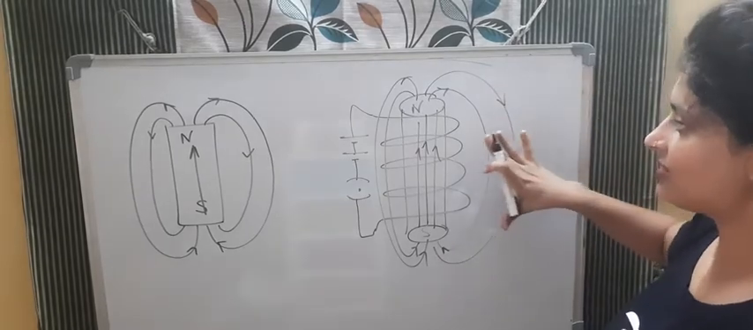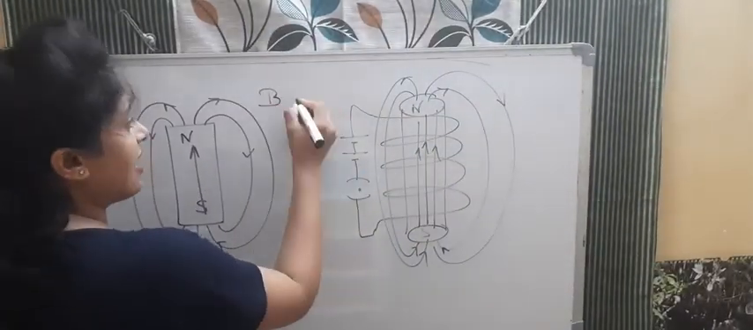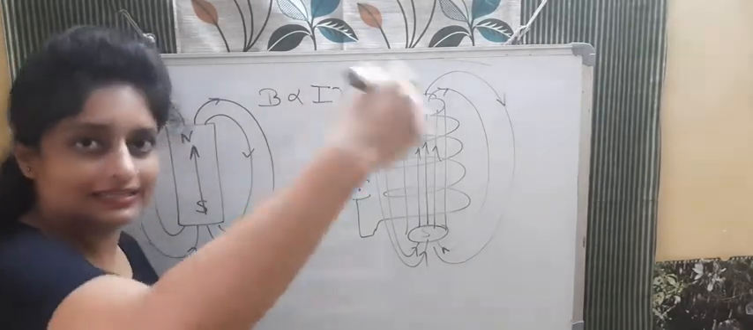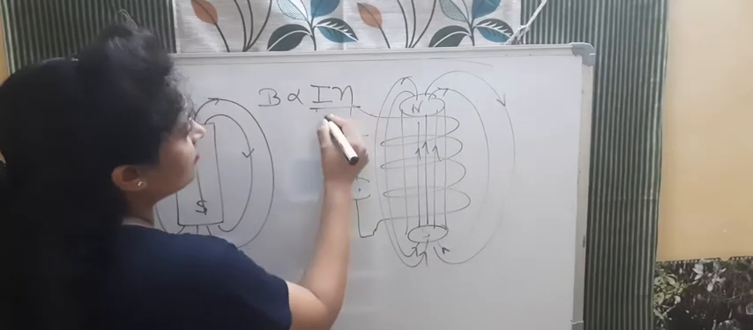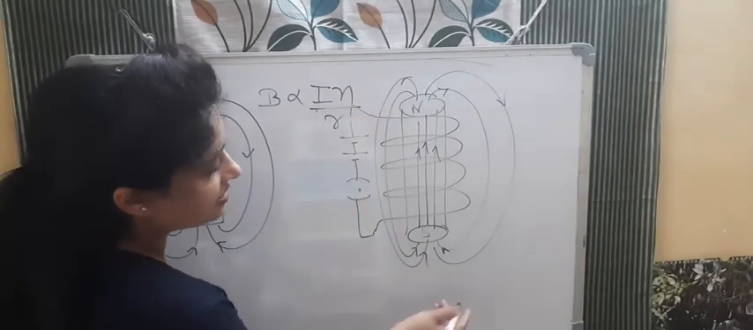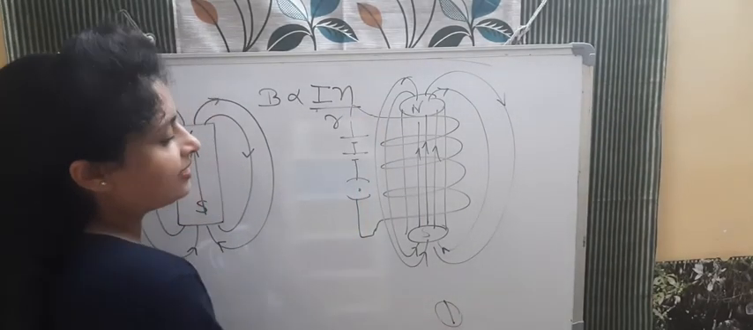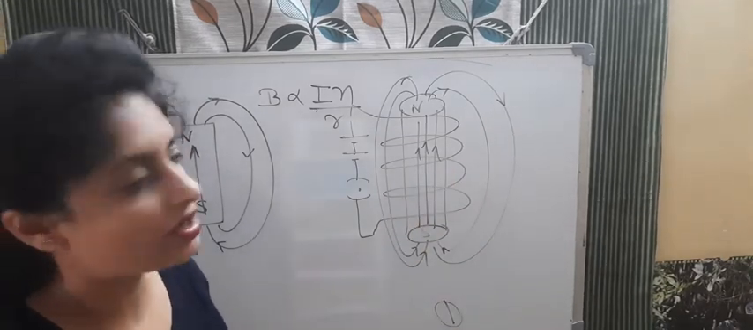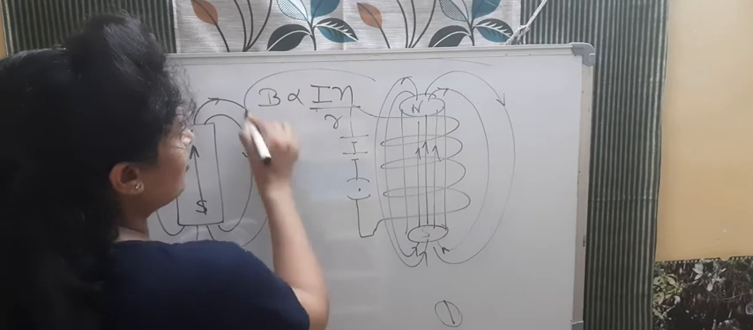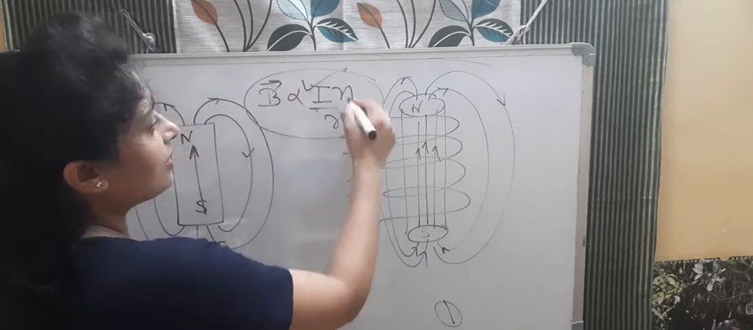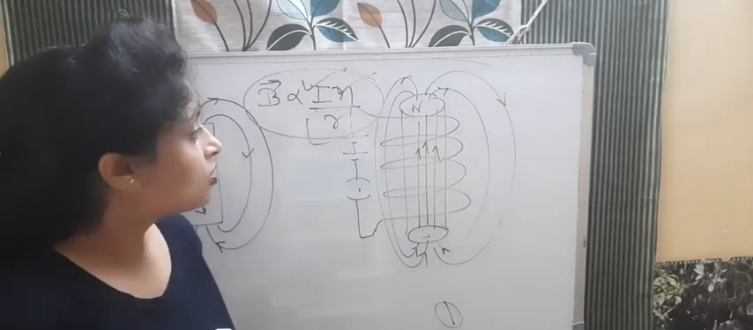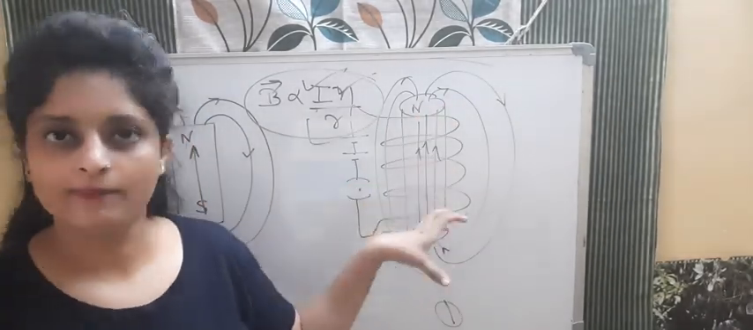Okay, now the strength of this solenoid's magnetic field depends on what? It depends on the same factors: amount of current, number of turns, if you increase the number of turns, and distance. The more the distance, if you put a compass at this point, there is less deflection. If you put the compass near the solenoid, there will be more deflection. So magnetic field strength will depend on the amount of current, number of turns, and the distance from the solenoid. So the solenoid is very important from the exam point of view also.